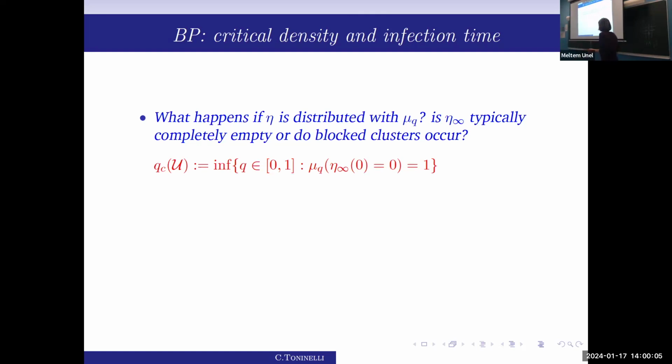And since the dynamics is monotone, the natural thing is to define a critical density, which depends on the choice of the constraints, which is the smallest density such that for densities bigger than this critical density, there is no percolation of blocked clusters. The final configuration is completely empty. While for values of q, which determine the density of vacant sites in the initial configuration, which are smaller, we have percolation of these blocked clusters. So, okay, this is just a definition, but the point is, yes, I'm speeding up too fast, I think, no?